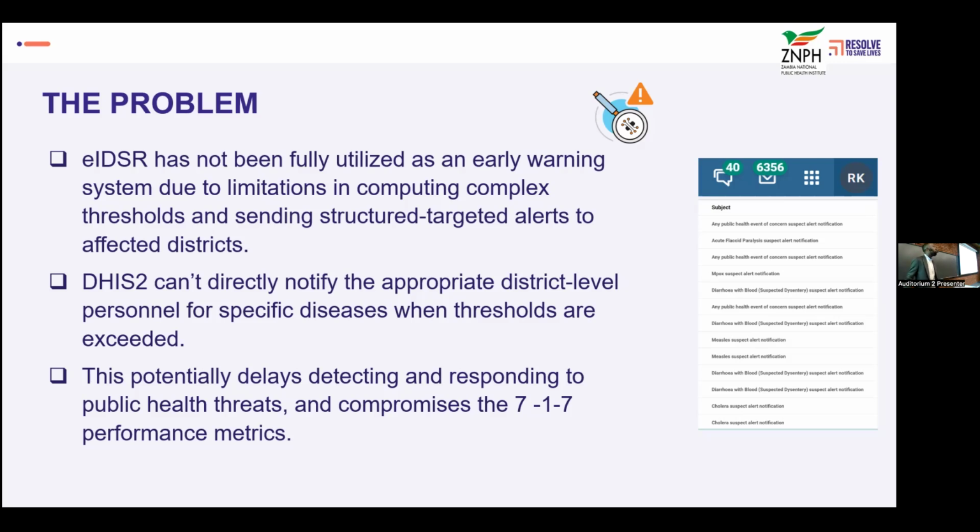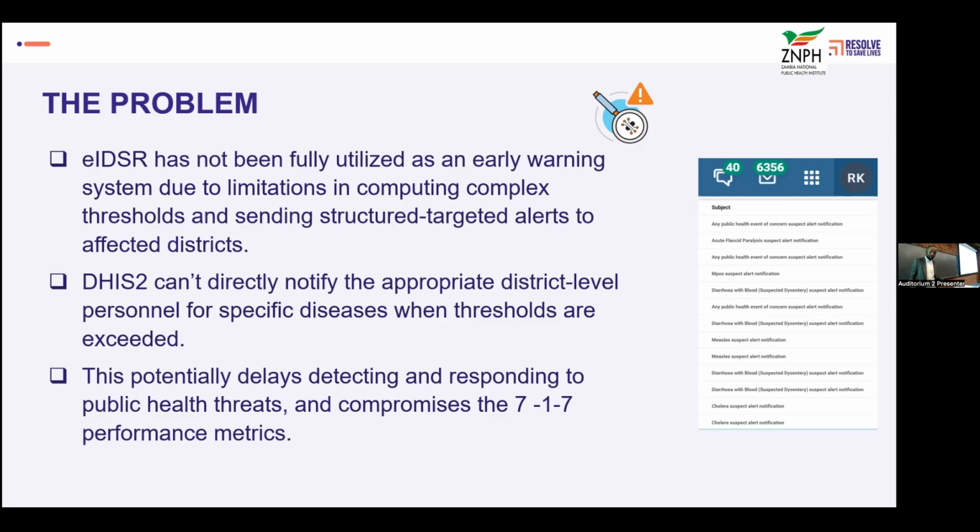We were also motivated by Zambia's commitment to the 717 performance metrics, where countries commit to detecting public health emergencies within 7 days of emergence, notifying relevant authorities within 1 day of detecting that public health emergency, and lastly, initiating and completing all early response actions within 7 days of notification.